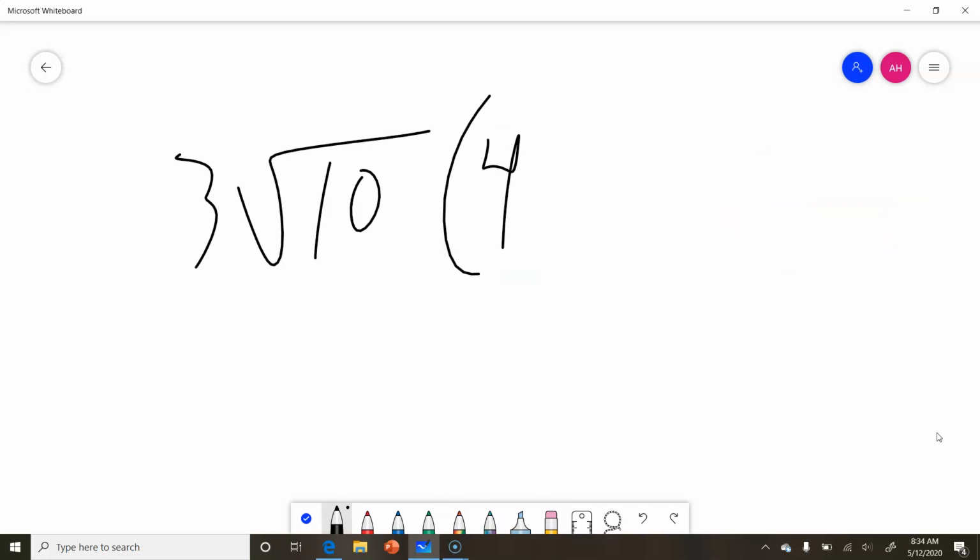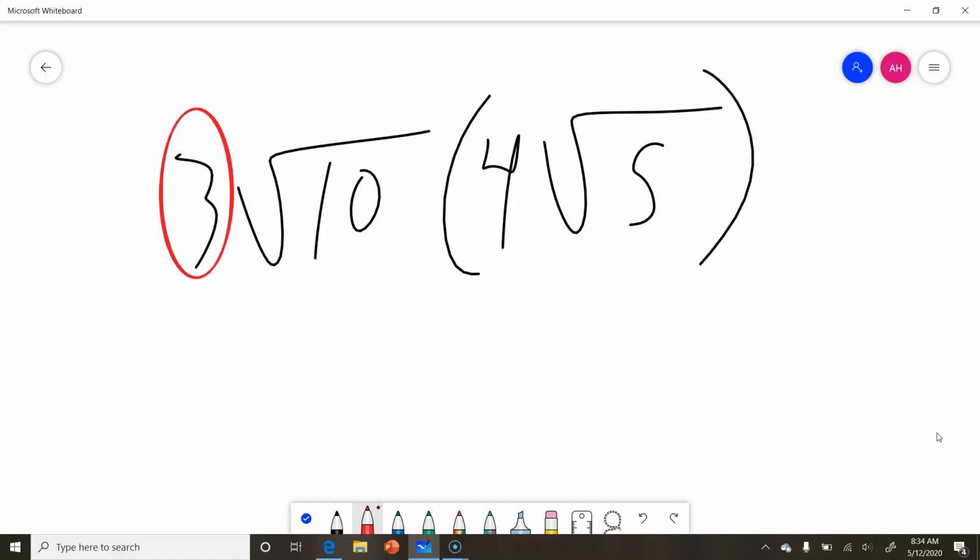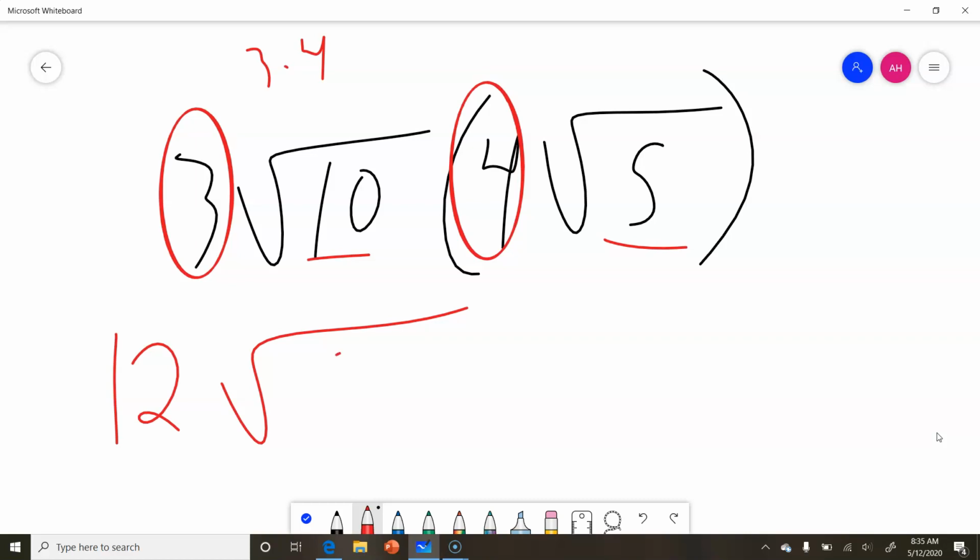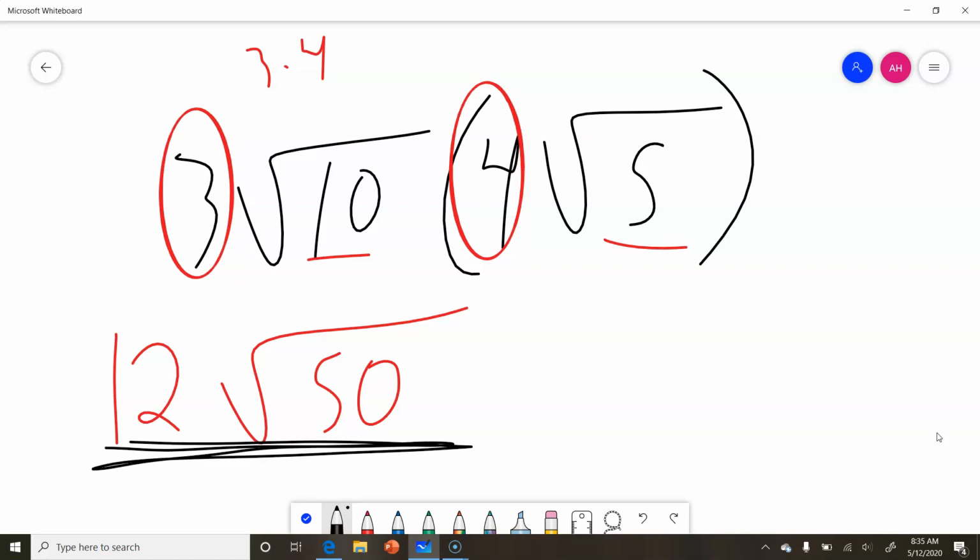Then when we have harder multiplication, let's say we have 3 times the square root of 10, all that times 4 times the square root of 5. If I have something like this, the first step is to multiply these guys: 3 times 4. So I know I'm going to have 12 at least. Then I multiply these guys, 10 times 5, which is 50. So this is my first step. I've done the multiplication. That's good. 12 times the square root of 50.